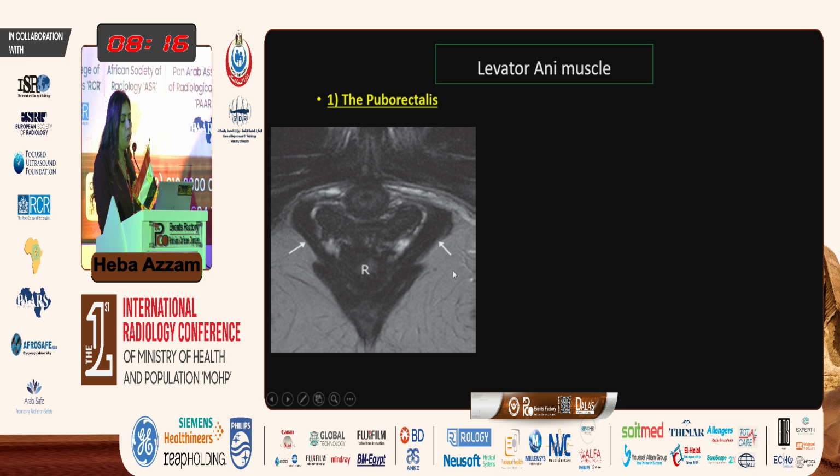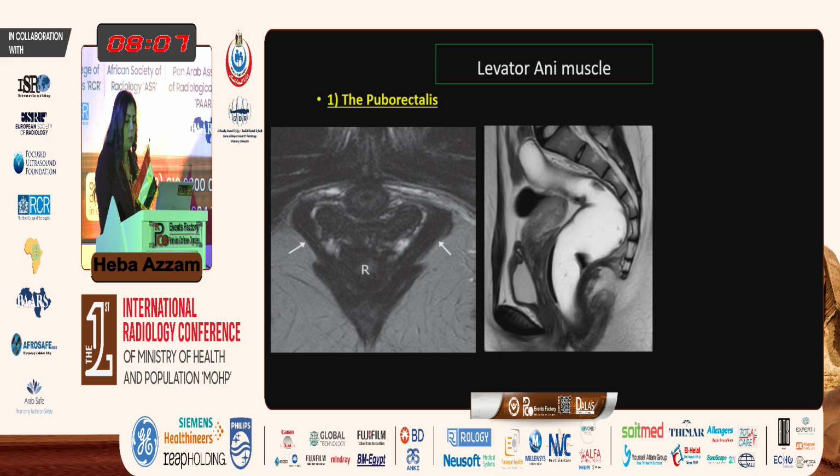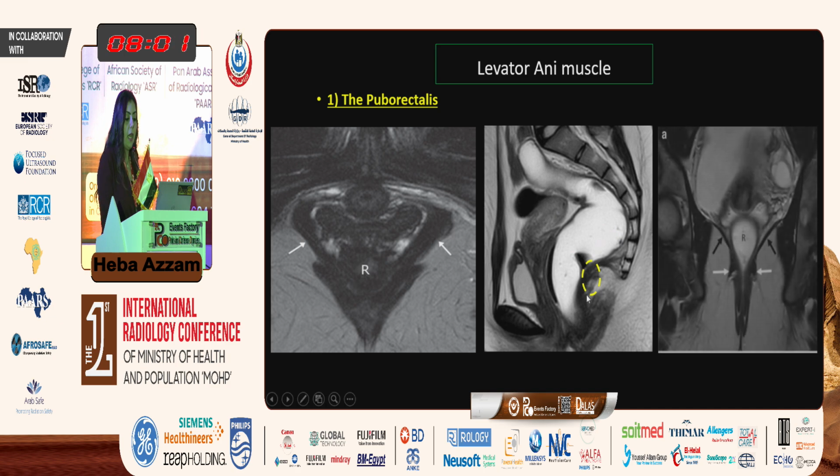We see it in more than one plane, so we can assess the thickness of the muscle, whether there is a defect or not, or whether it's normal. It can also be appreciated on the sagittal images, just posterior to the anorectal angle, and on the coronal images beneath the iliococcygeus muscle. Here we see this muscle bulge, seen bilaterally, is the puborectalis muscle. It's seen between the iliococcygeus muscle and the anal sphincter.